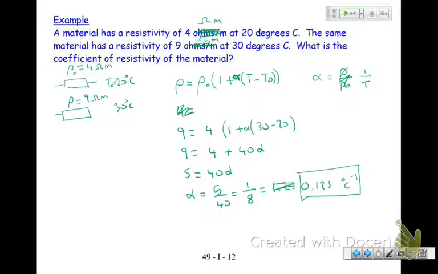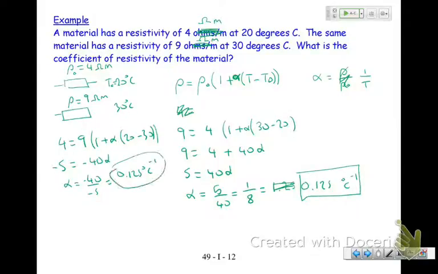Just by the by, I never thought about this, but let's deliberately put it the wrong way around and see what happens. So I'm going to say 4 is equal to 9 times 1 plus alpha times 20 minus 30. So I'm deliberately doing it backwards, and I get minus 5 is equal to minus 40 alpha. So it works out either way, doesn't it? So alpha is equal to minus 40 over minus 5, which is the same. It doesn't matter if you get those the wrong way round.